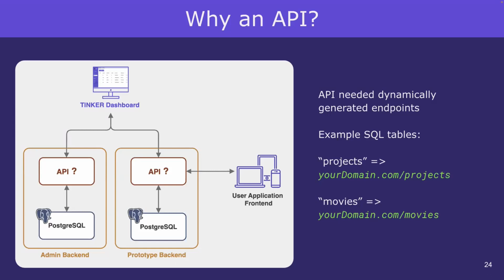For example, if our admin database had a table for projects, then the API would have to have an endpoint that allowed us to execute CRUD operations on our projects table. If a user's database had a table for movies, then the same thing. They would need an API endpoint that allowed them to execute CRUD operations on their movies table. Both of these API endpoints needed to be generated dynamically by the API and not hard-coded.